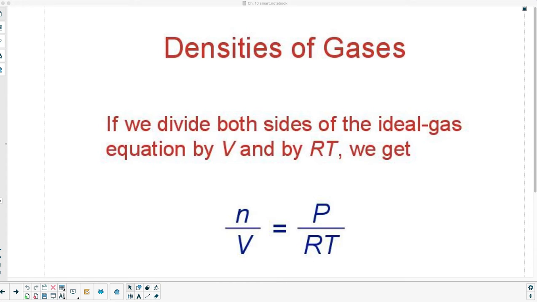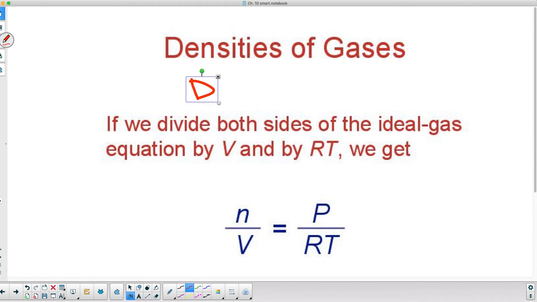Now that works for us because we're going to look at density, and we know what density is. Density is equal to mass divided by volume. So if density equals mass divided by volume, notice that we have a volume here and we have a number of moles.